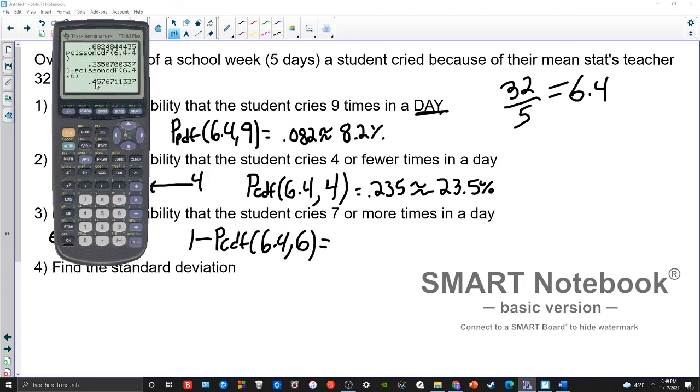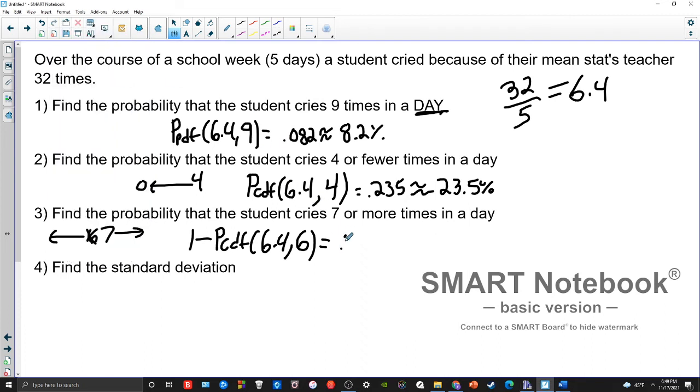We get 0.458, we'll say, if we round. 0.458, or roughly 45.8%. So there's a pretty high chance that they're going to cry 7 or more times a day here. Again, that "or more" is the main thing there, because we can't go below 0, right? 4 down to 0, there's a limit there. 7, we can keep going up and up and up and up.